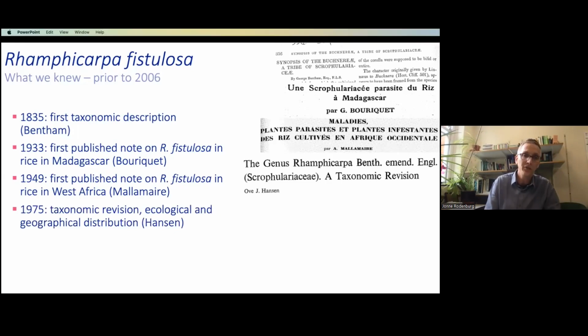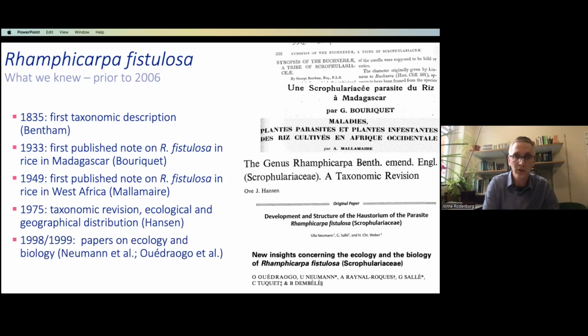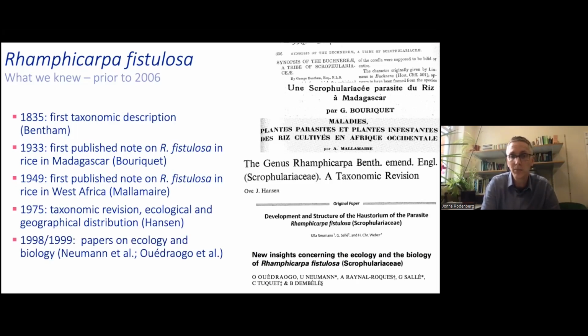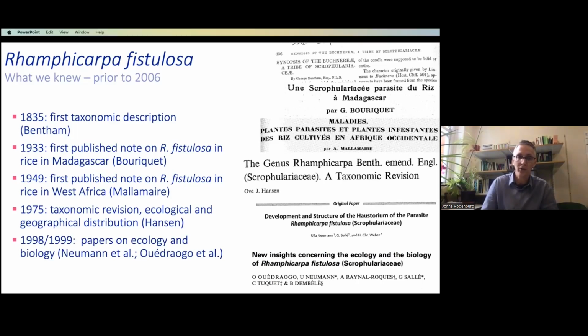In 1975, a taxonomic revision was published, and it came along with an ecological description and a geographical distribution. And then in the late 90s of last century, there were papers on ecology and biology. But since then, there was no active research on Rhamphicarpa.